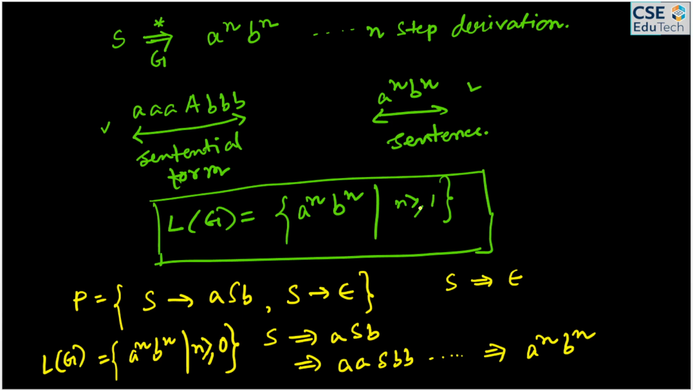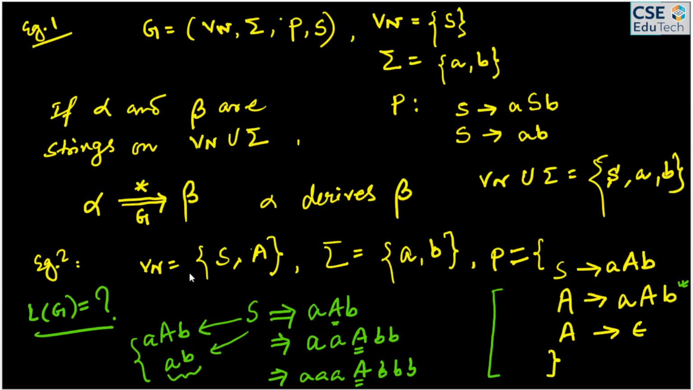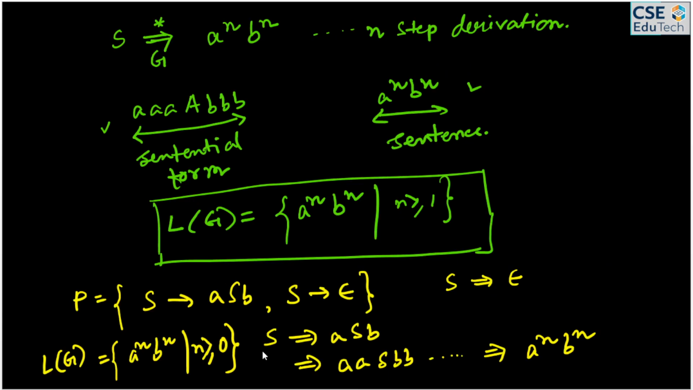In the previous case, n should start from 1, because the smallest string that is generated by this grammar was basically AB. That's why we have written n greater than or equal to 1. But now the smallest string that is generated by this grammar is epsilon, so n should be greater than or equal to 0.